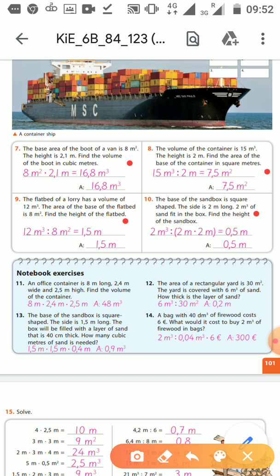This looks quite difficult, number 10. I'll explain it. So the base of a sandbox is square-shaped. So for square, you know all sides are the same. The side is 2 meters long, and 2 meters cubed of sand fits in the box. Find the height of the sandbox. So if it's 2 meters long and it's a square, it's going to be 2 meters wide as well, isn't it? So what you do here is you've got 2 meters cubed divided by 2 times 2, which is a square, equals 0.5 meters. Okay.